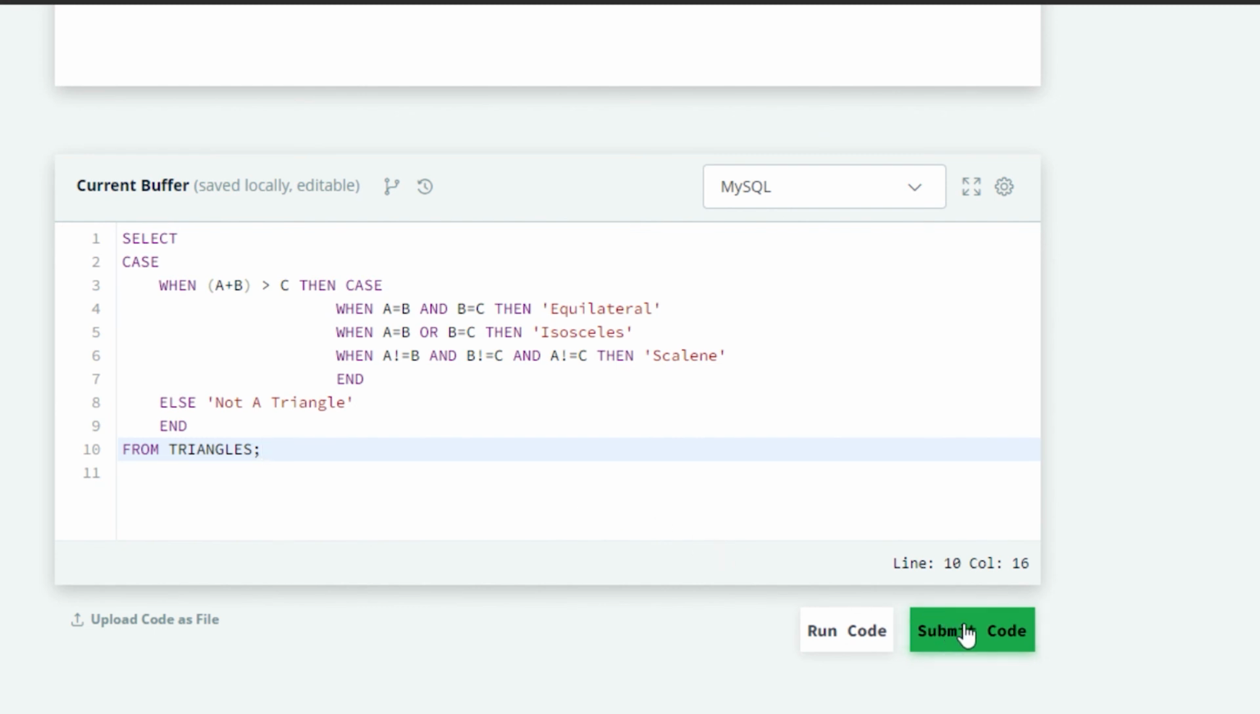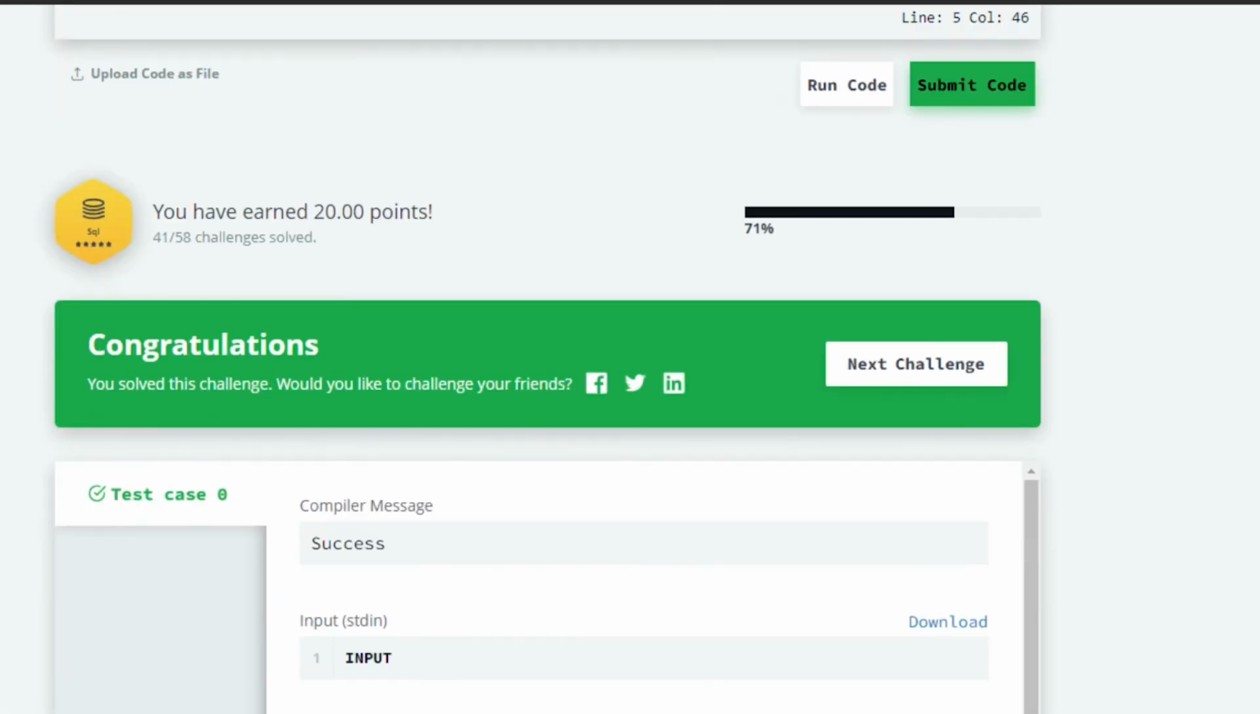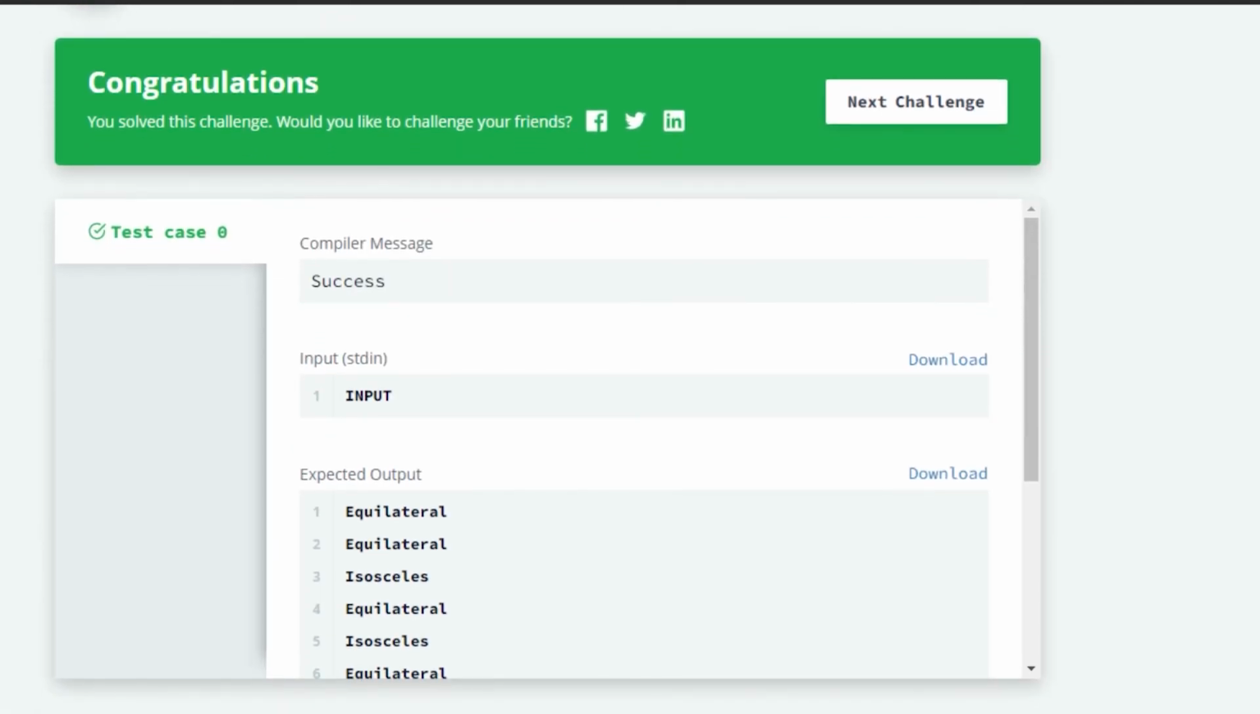So our query is now ready. Let us submit the query. You can see the success message on the compiler. It means that our query is absolutely correct.